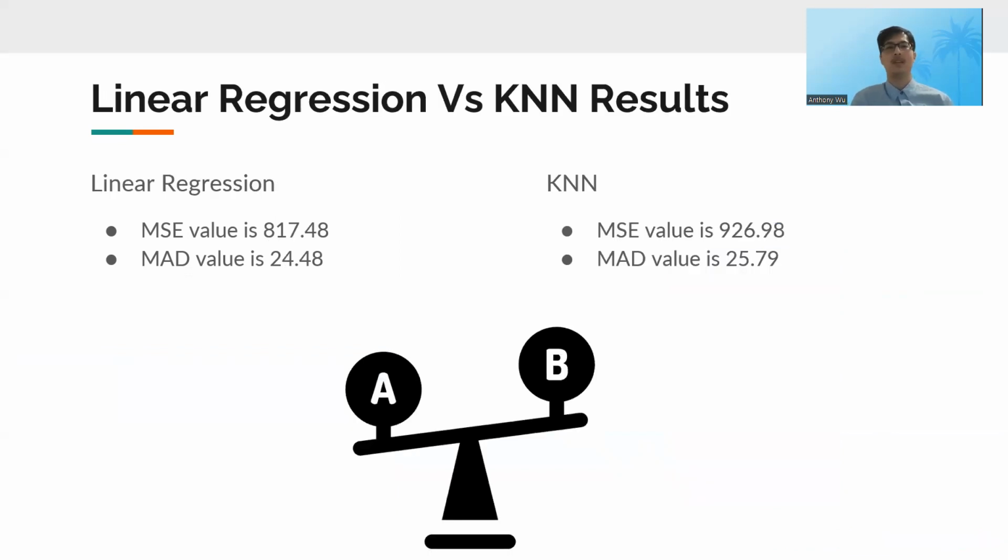Now, when comparing the linear regression versus the KNN results, you'll see that the linear regression did actually have less of an error rate. The linear regression had an MSE value of about 817, and KNN had an MSE value of about 926, so about a 100 difference there. The linear regression model had a MAD value of about 24.48, and the KNN model had a MAD value of 25.79.